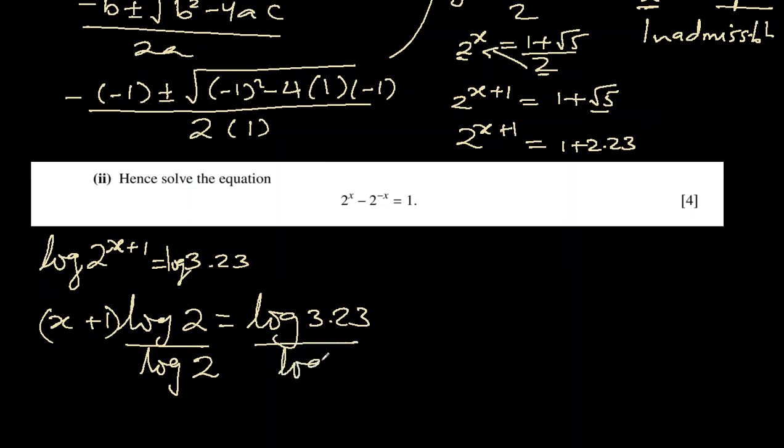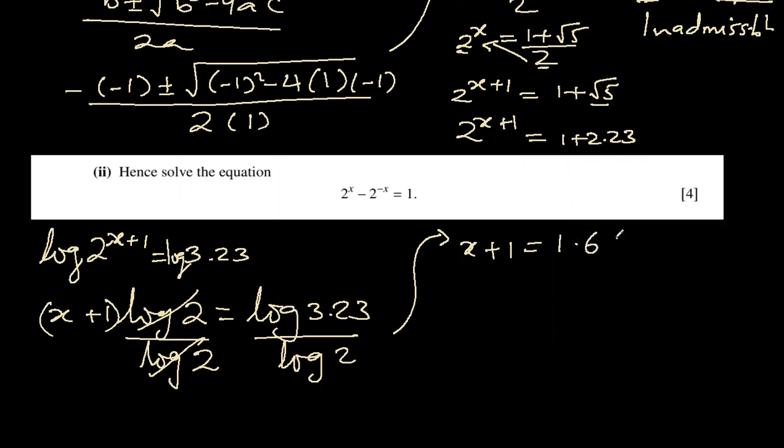And log 2 here as well. Here it gets cancelled out, and we are left with x plus 1 equal to log 3.23 over log 2. Let's use our calculators to evaluate this particular part. 1.694. So x will be 1.694 minus 1, which will be 0.694. That is the final solution.